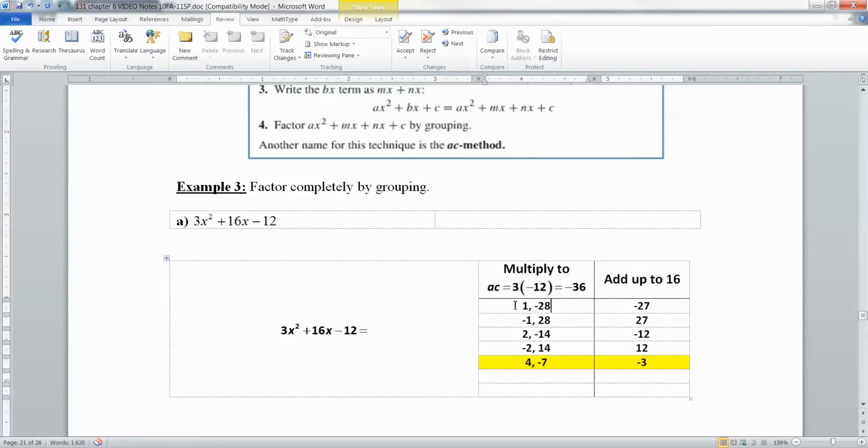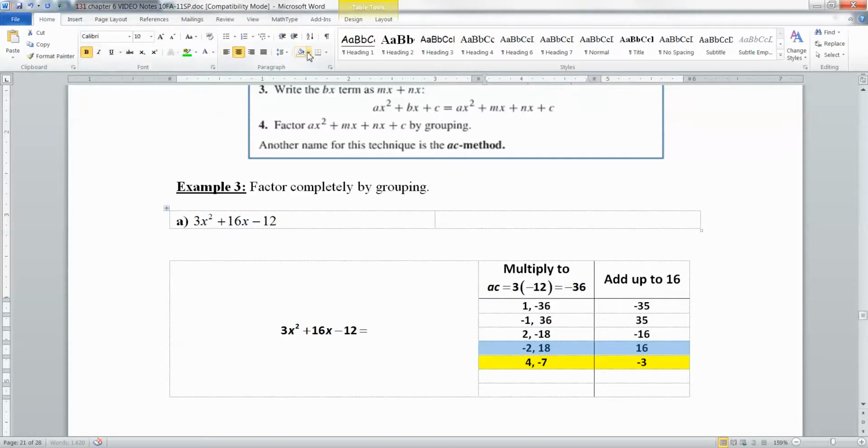There's 1 and negative 36. Or there's negative 1 and positive 36. Now, 1 and negative 36 makes negative 35, and then positive 35. So those two are out. Then you could try 2 and negative 18. That makes negative 16. And then negative 2, positive 18. That makes positive 16. Ding, ding, ding. We have a winner. There it is. So you just go until you find the combination that works, that has what you want in it, which in our case was we want it to add up to 16.